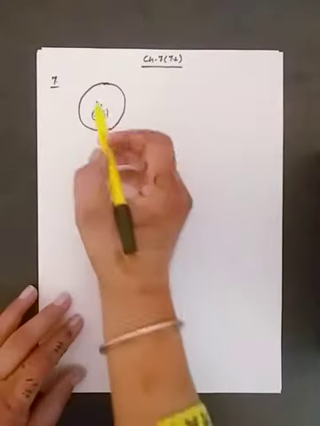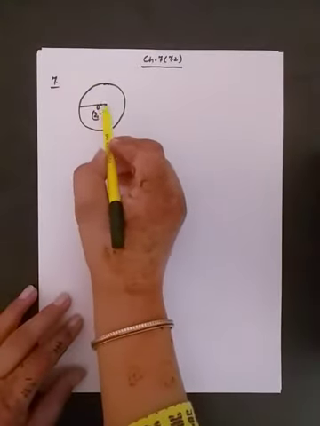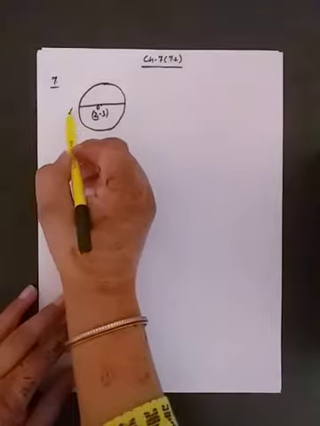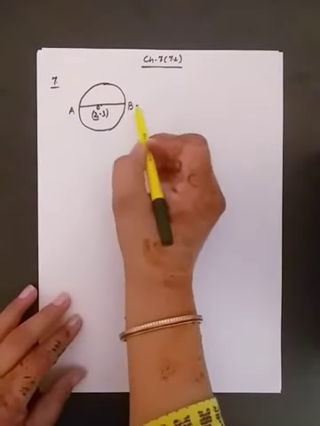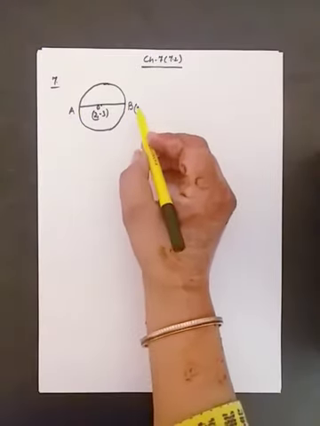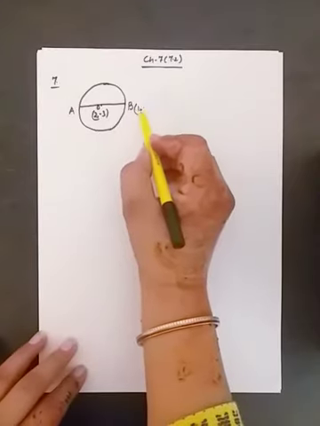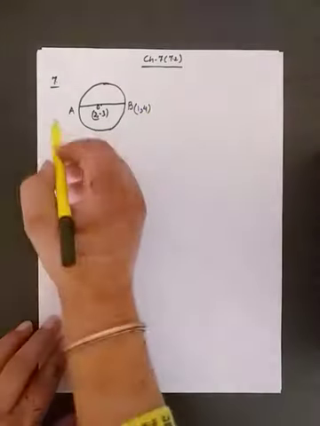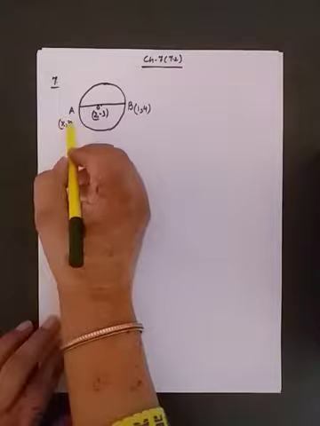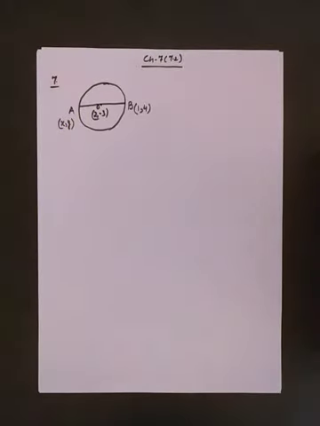And point B, let AB be the diameter of the circle, and we know that the diameter of a circle passes through the center. And here the coordinates of B are (1, 4). Let us assume that the coordinates of A are (x, y).